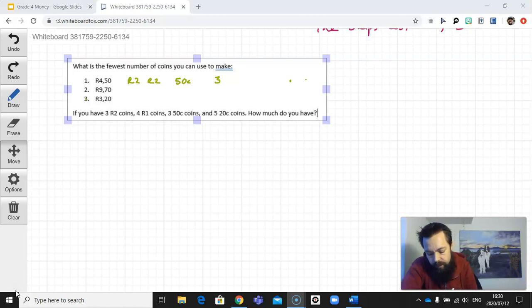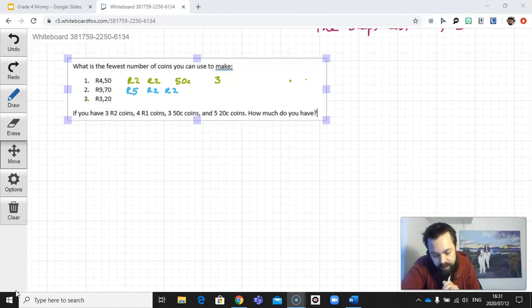Next question. You're looking to find what's the fewest number of coins you can use to make 9 Rand 70. Well, let's start with the 9 Rand. We want to use bigger coins. So the bigger one we would use is the 5 Rand coin. Then to get to 9, we could either use 2s or 1s. We want to use 2s because that will mean we use less. So that gets me my 9 Rand, 1 5 Rand coin and 2 2 Rand coins.